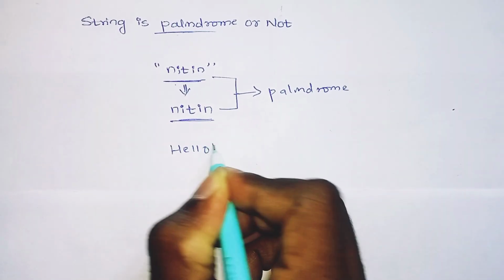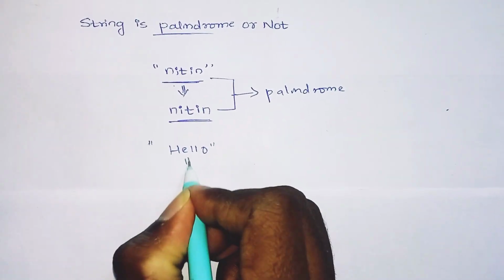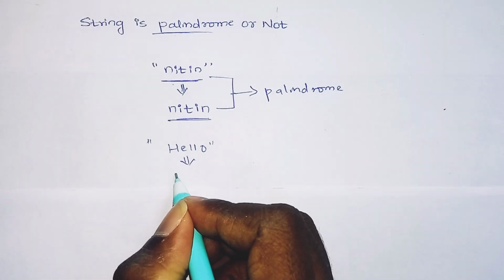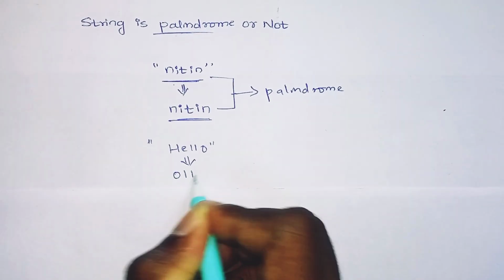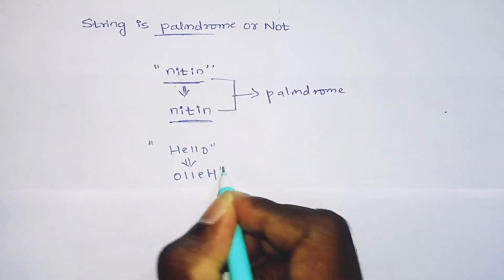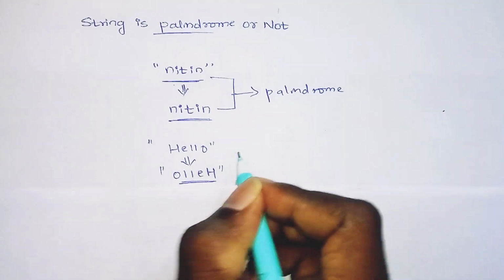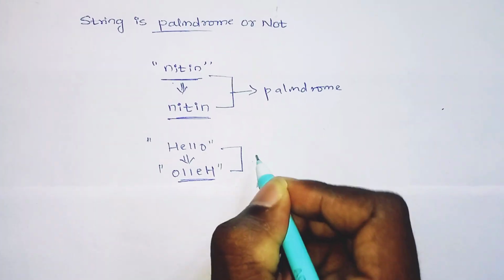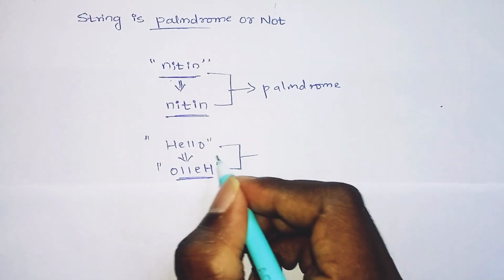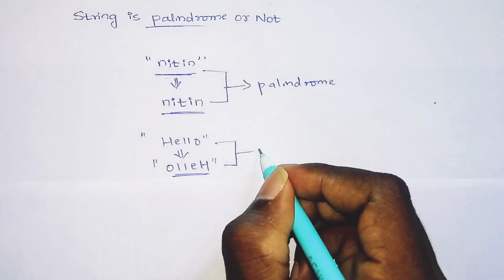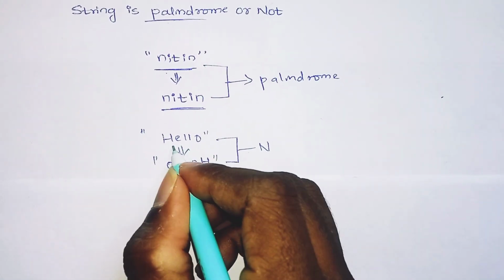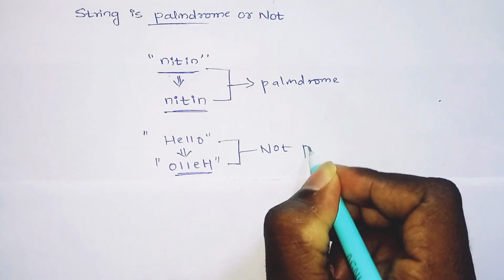Suppose you consider another example, let the example be hello. After reversing it, what output do you get? OLLEH. So this is the reverse of the string hello. Now if you observe both of these, both look different, right? So both are not similar, so we say the string hello is not a palindrome.